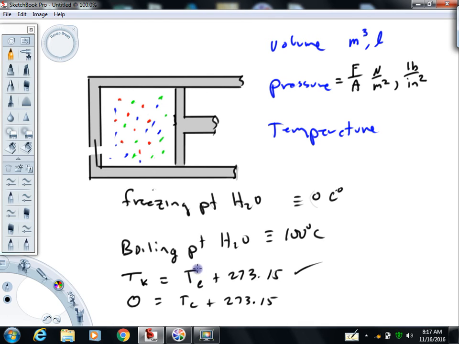Also notice if I go up 1 degree centigrade, you go up exactly 1 kelvin. So this is a very important fact of life and science. Delta T in centigrade is exactly equal to delta T in kelvins, and that will show up from time to time. So anyway, the purpose of this video was to introduce volume, pressure, and temperature.